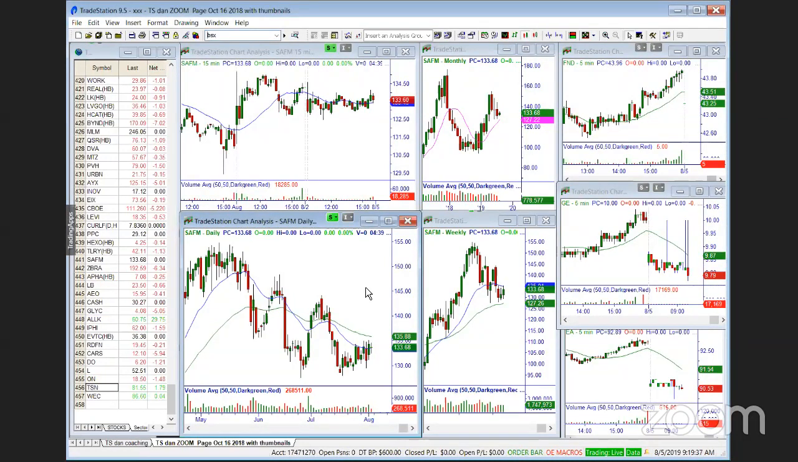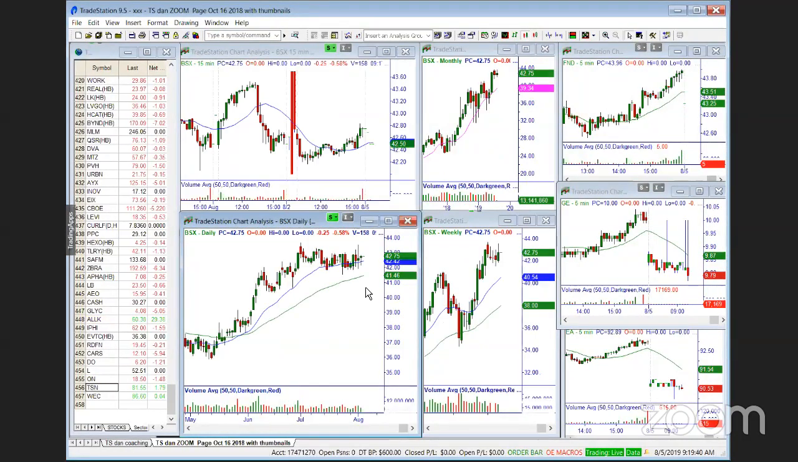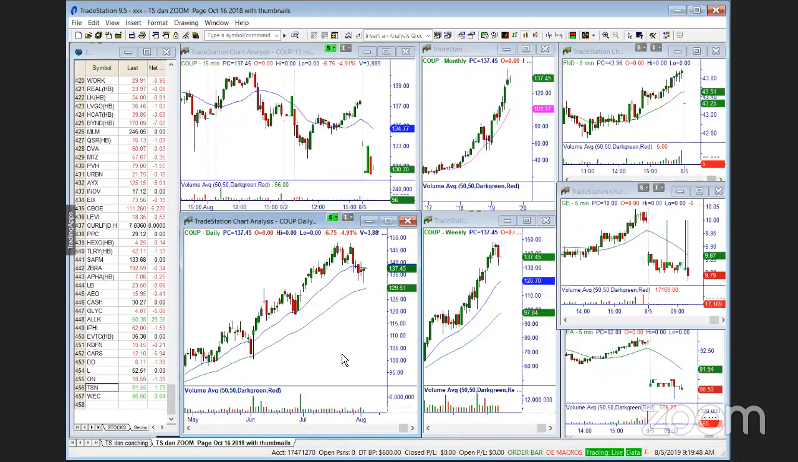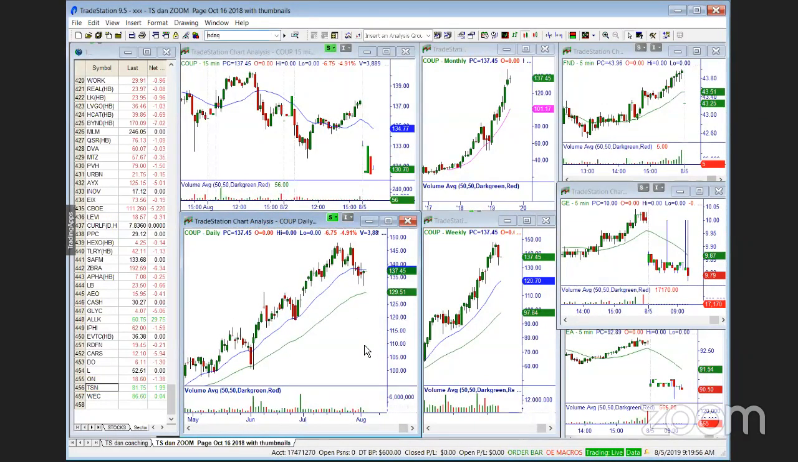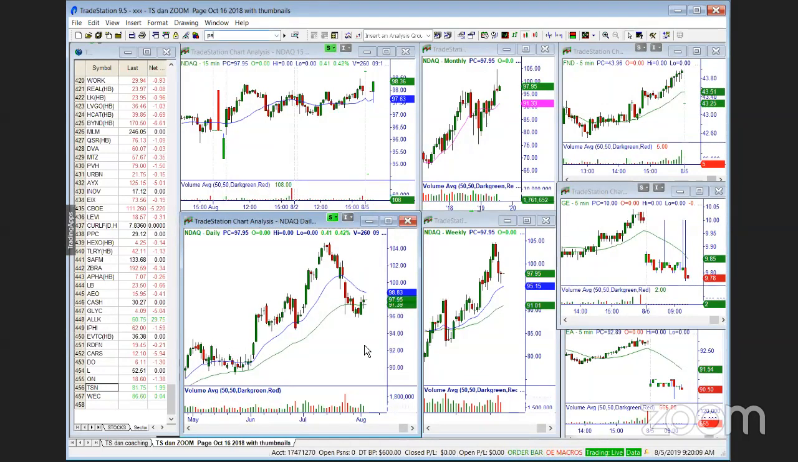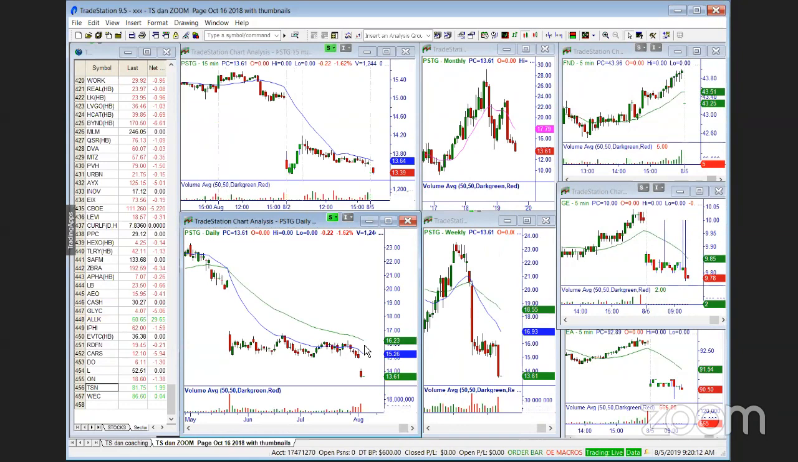Open trades in the swing letter: BSX. Can't tell where it's gapping, but it was showing relative strength to the market. Coup, we have a call spread gapping down, so I'll be moving the stop to Friday's high now. NDAC, we're good long stock over the high. Actually, we're already in this at 98.26. It hit Friday afternoon. Postage, we're short, and that's gapping down. I'll move the stop on that also.